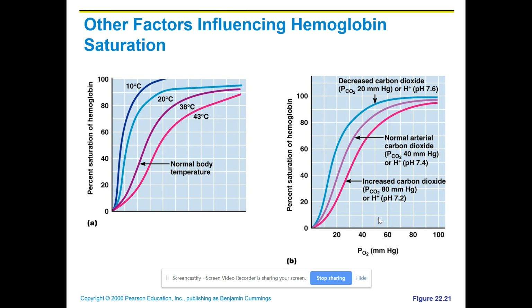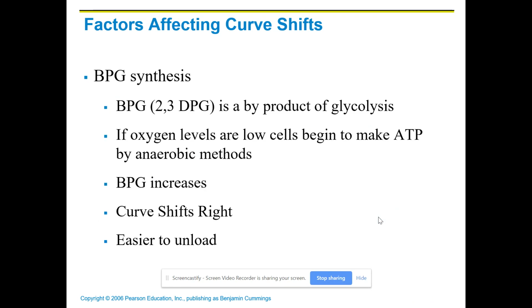So temperature has an effect, carbon dioxide has an effect, hydrogen ion has an effect, pH has an effect. There's one other thing that has an effect, and that's called BPG. BPG is a byproduct. It's a byproduct of anaerobic glycolysis. We only do anaerobic glycolysis when oxygen levels are low. You're running out of oxygen. So we begin to split glucose and we get the byproduct of BPG. The more BPG there is, the curve shifts to the right. And as it shifts to the right, it makes it easier to unload. So we had low oxygen, we're going to unload more to bring it back up.